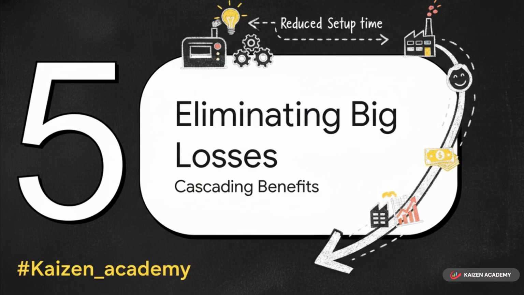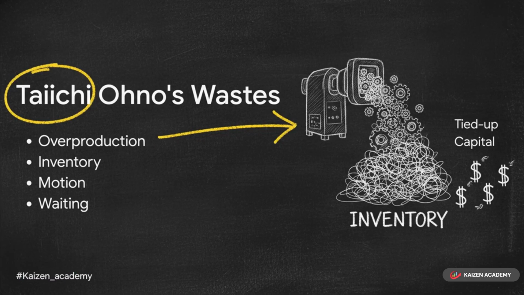Section 5. Eliminating big losses. The sources remind us of Taiji Ono's categorization of the 7 major wastes typically found in mass production. And mastering SMED is basically a direct assault on these wastes. Specifically, it wipes out the massive waste of overproduction and inventory. When setups take forever, you overproduce to compensate, right? Which creates inventory. And inventory hides defects, increases conveyance, and completely ties up your capital. By implementing the SMED system, you dismantle the very justification for overproduction in the first place.